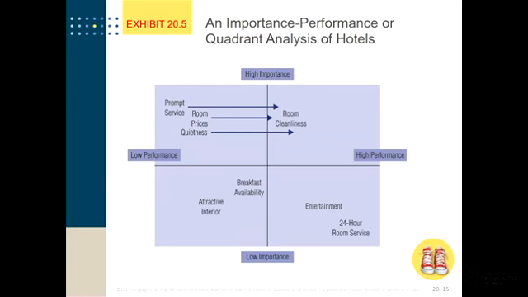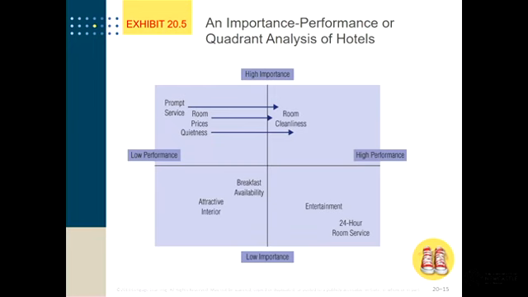Look at this example. In this case, you surveyed some respondents who stayed in a hotel. You asked them to rate these characteristics that we usually look for in a hotel: prompt service, room prices, quietness, room cleanliness, breakfast availability, attractive interior, entertainment, and 24-hour room service. These are some characteristics.